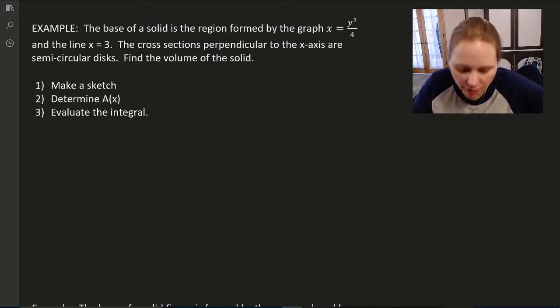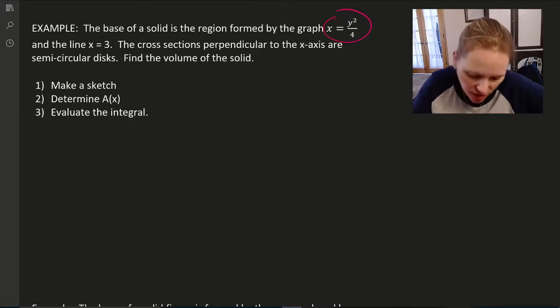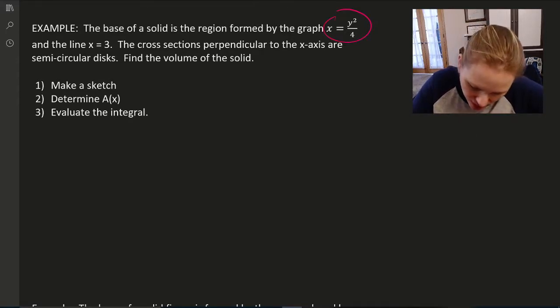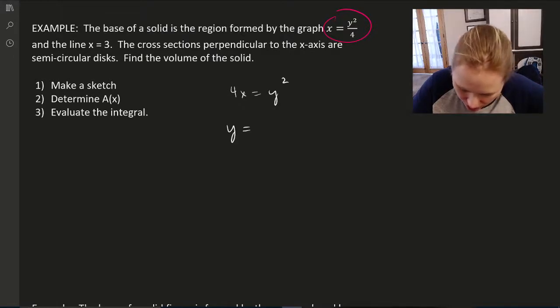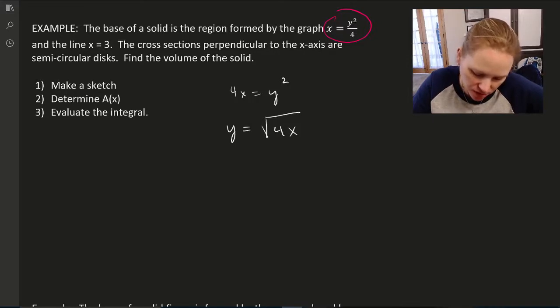Well, in order to graph, I need to solve this for y. So let me go ahead and do that. I'm going to have 4x equals y squared. So y equals the square root of 4x. And it's going to be plus or minus.